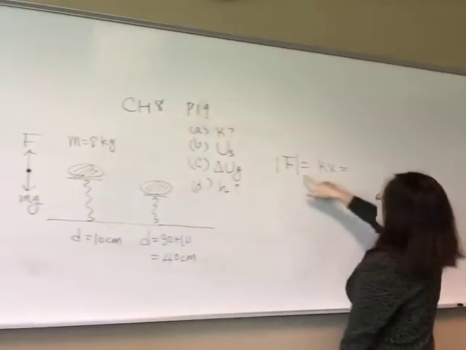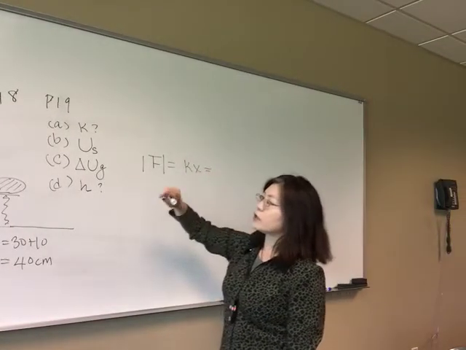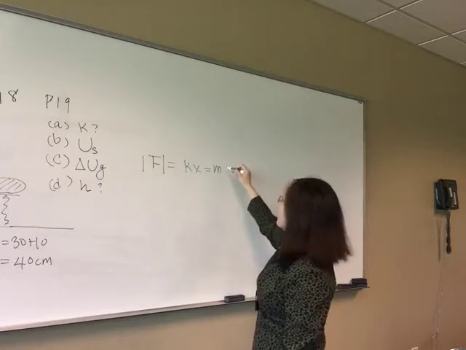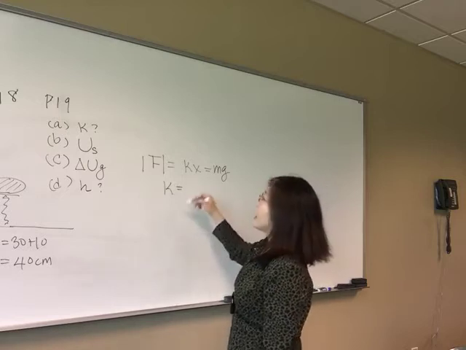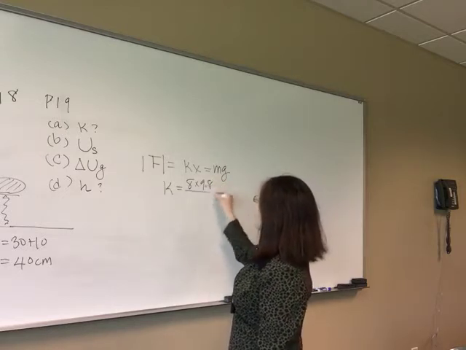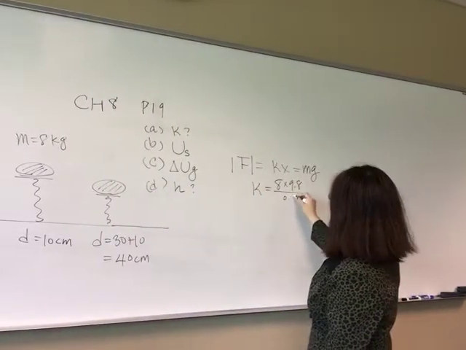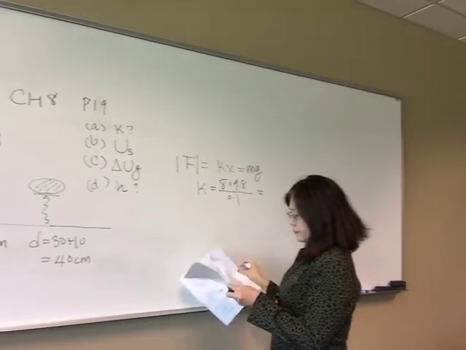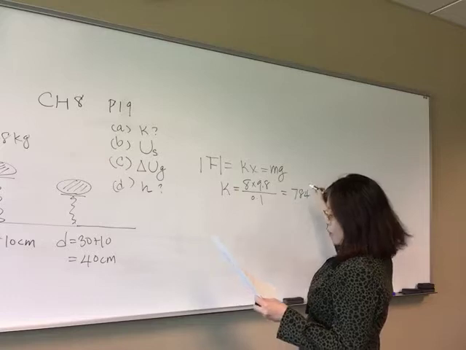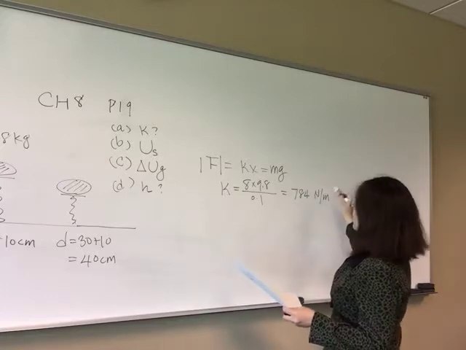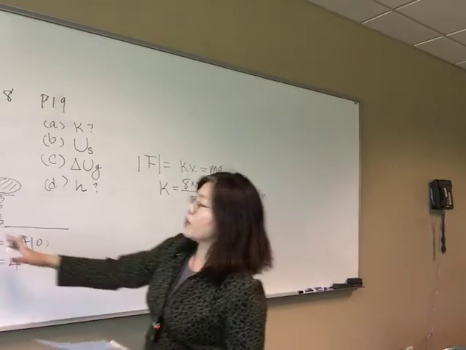So the spring force is equal to the spring constant times the displacement, and that's equal to mg. The mass is given, and you have your g, so you can easily calculate the spring constant. So mass times 9.8, over the displacement. Based on this picture, the displacement is 0.1 meters. So your k value is equal to 784, and that's in newtons per meter. So that's the spring constant based on the information you're given.